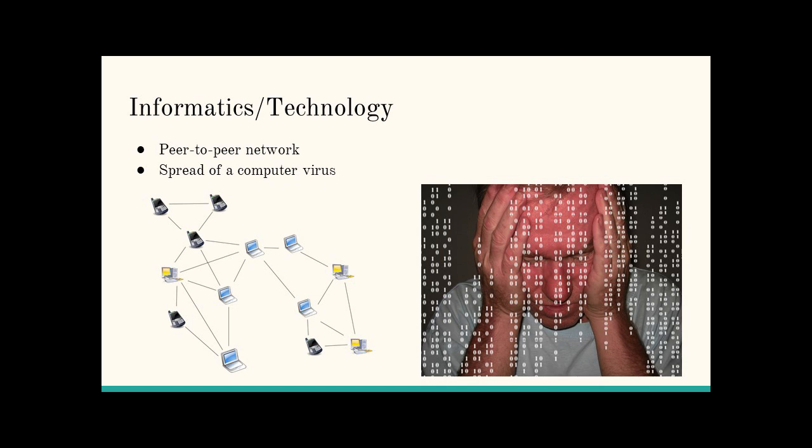In informatics and technology, the SIR model can model peer-to-peer networks. It can model the spread of information throughout a network, and one such possible example is how many downloads a file has. Another use is the spread of a computer virus. It is analogous to a real-world disease, where computers are the primary population being modeled as infected.